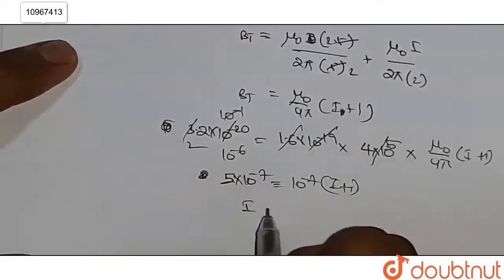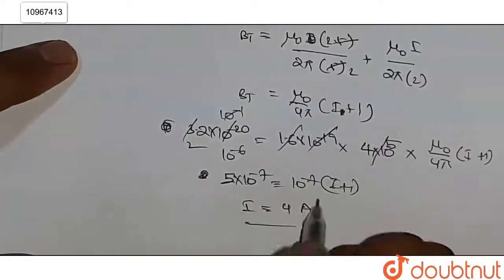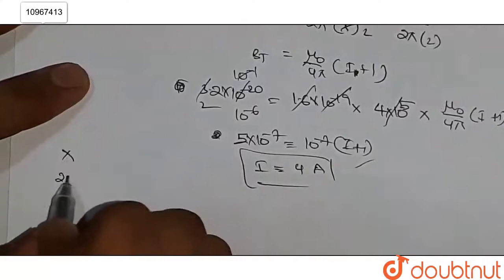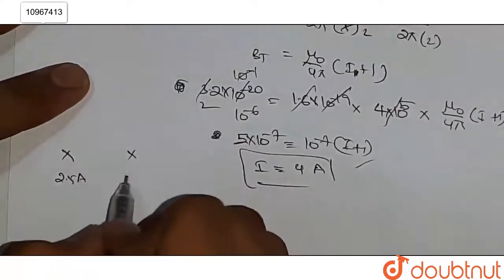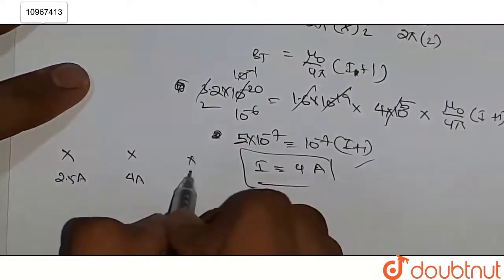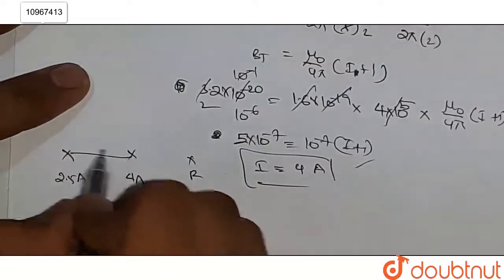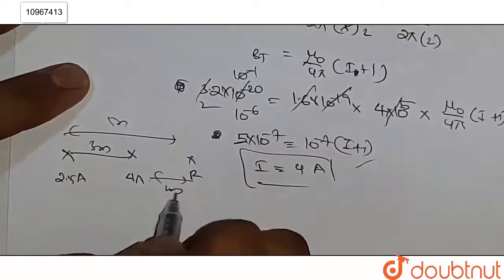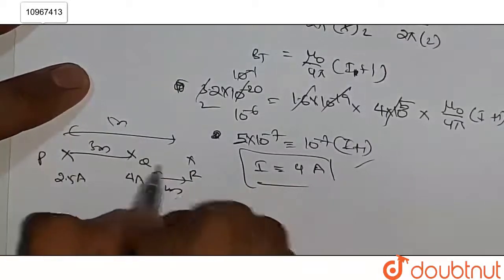Okay, so now I is equal to how much? 4 amperes. Okay, so our diagram will be like this. Here 2.5 amperes current and here 4 amperes current, here R point. So this distance is 3 meters. Okay, this distance is 5 meters and this distance is 2 meters. Okay, this is P, Q and R.